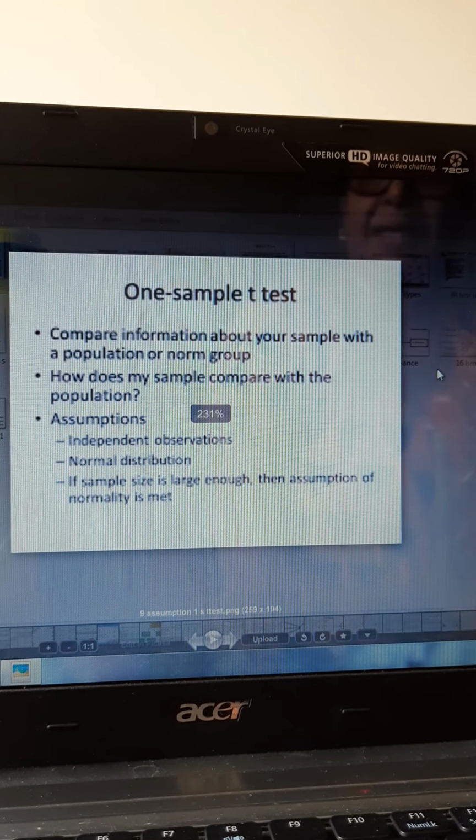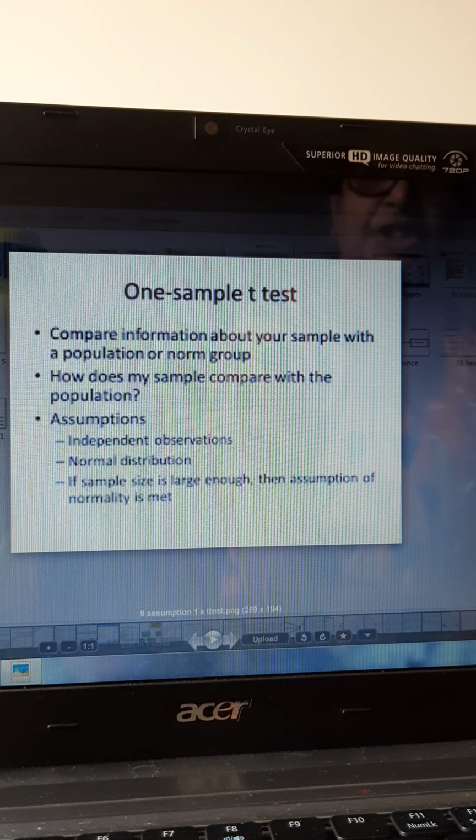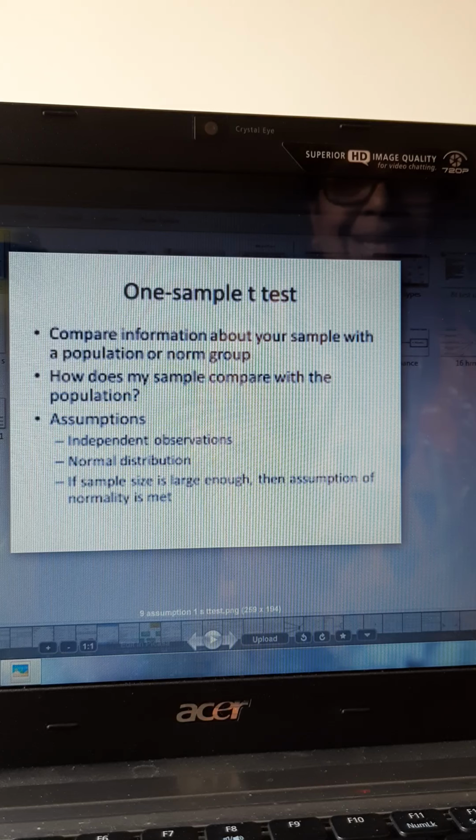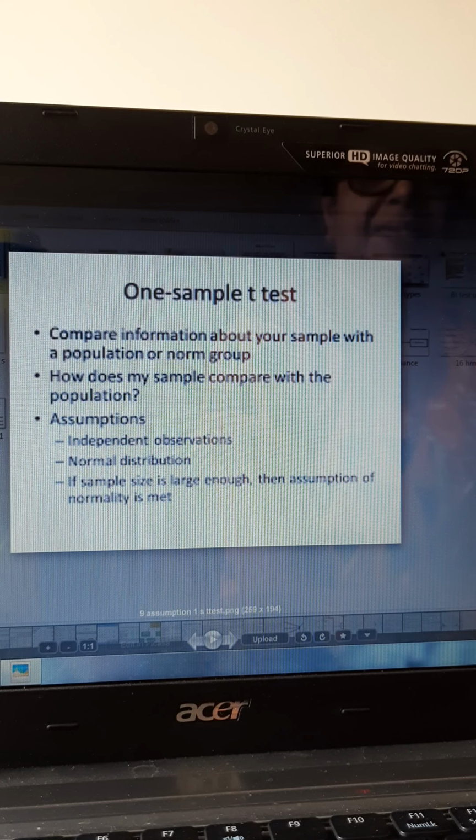So, one-sample t-test. What do you do with this one sample? Compare information about your sample with the overall population. From the beginning I have been saying your overall population is your entire class. From there you take a sample which is only ladies, and then you can do a study. So like this you can imagine how many different kinds of studies you can do.